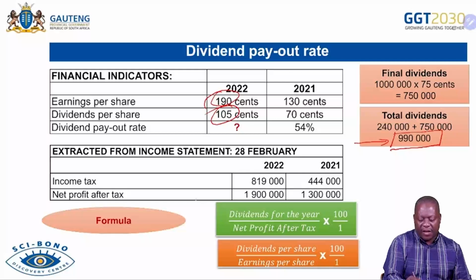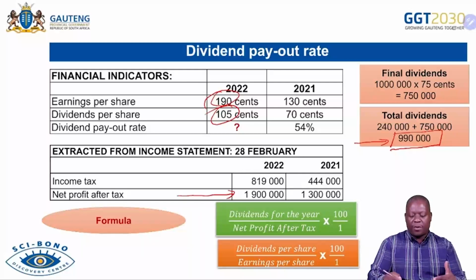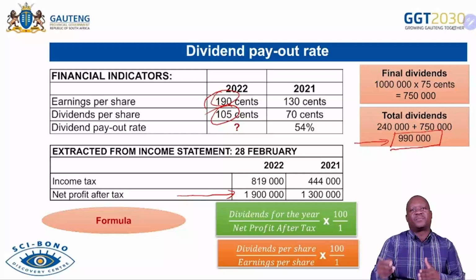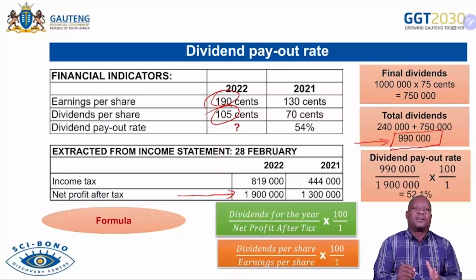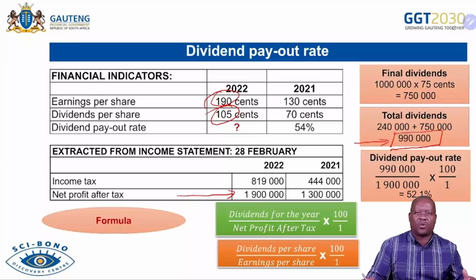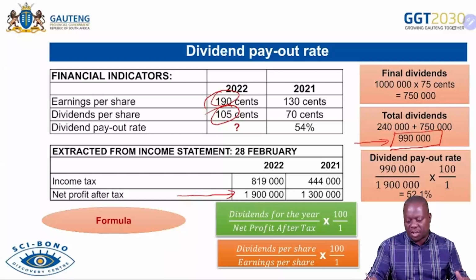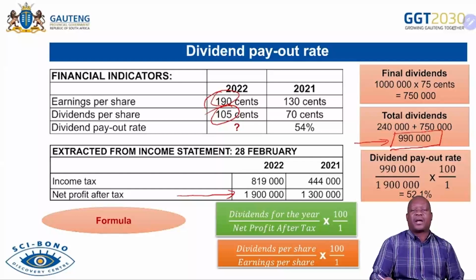Now, it therefore means we have got a figure that we are going to take into the formula. But remember, the other figure that is required is net profit after tax. Our formula needs those two figures. So let's put them into the formula and solve it and see what we get. So it's going to be simple, guys. 990,000 divided by 1,900,000. We multiply by 100 over 1 because we want it as a percentage. And my calculator gave me 52.1%. Let's hope yours gives you the same.